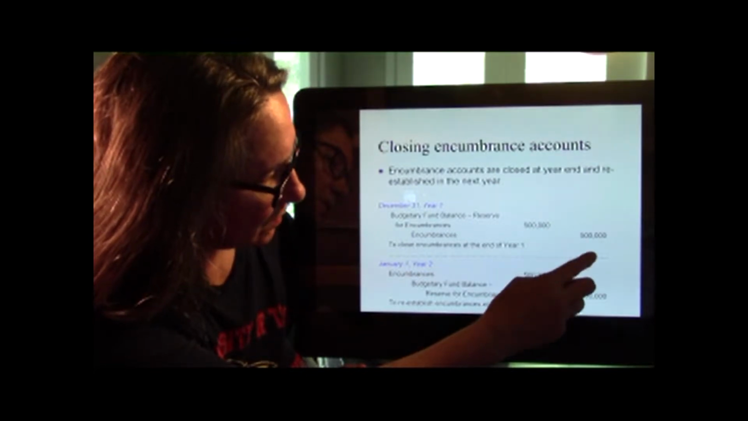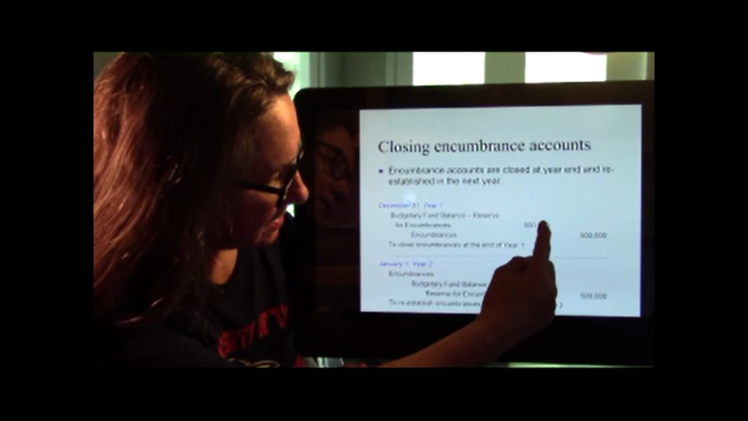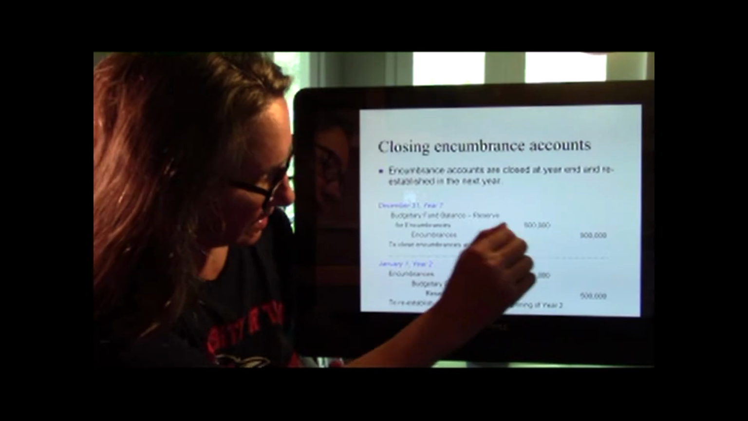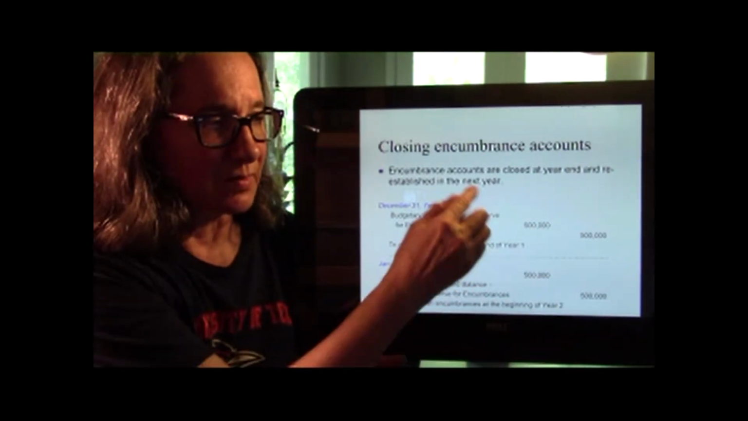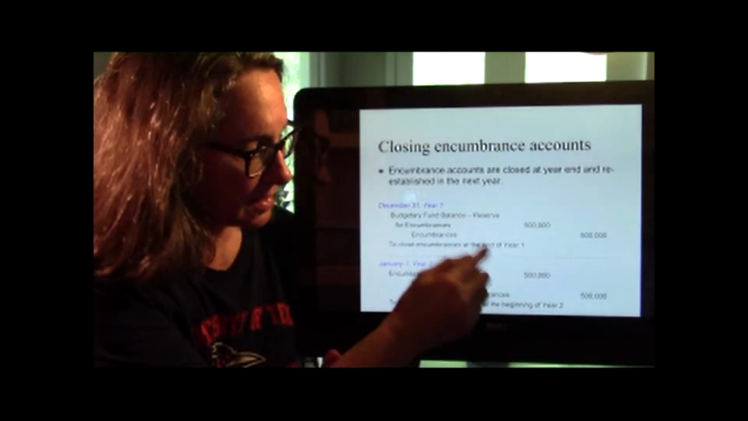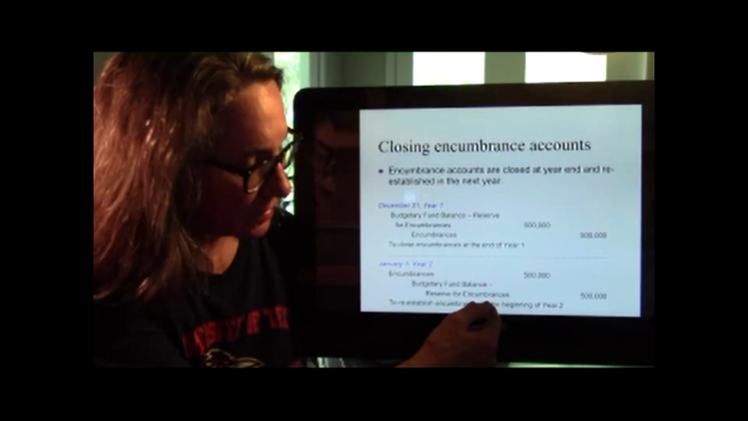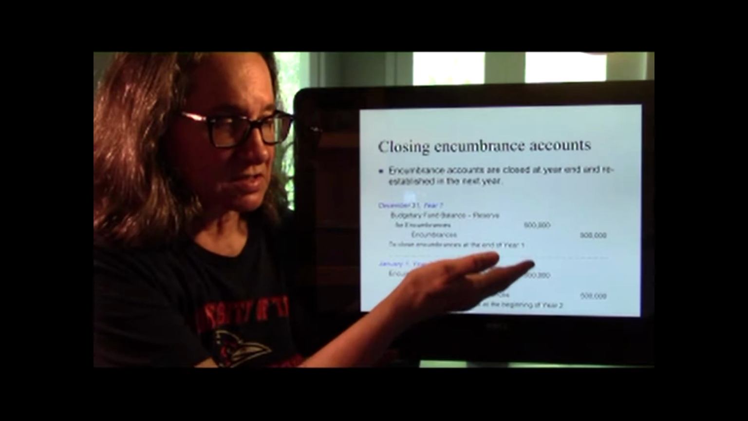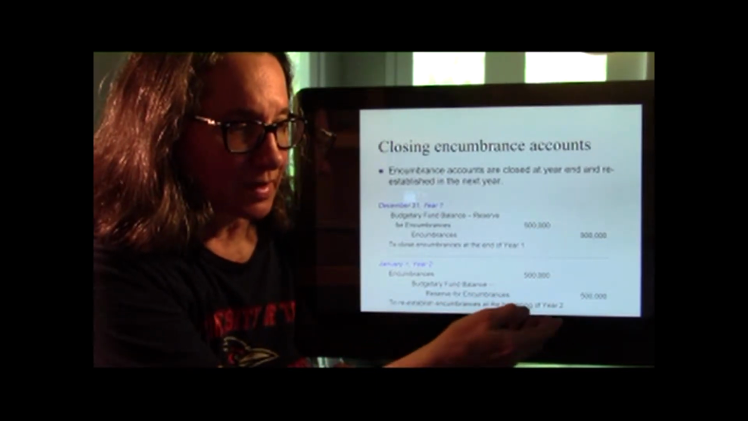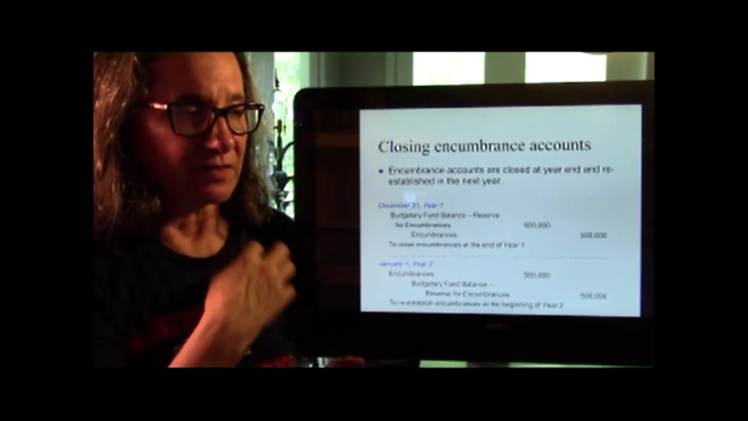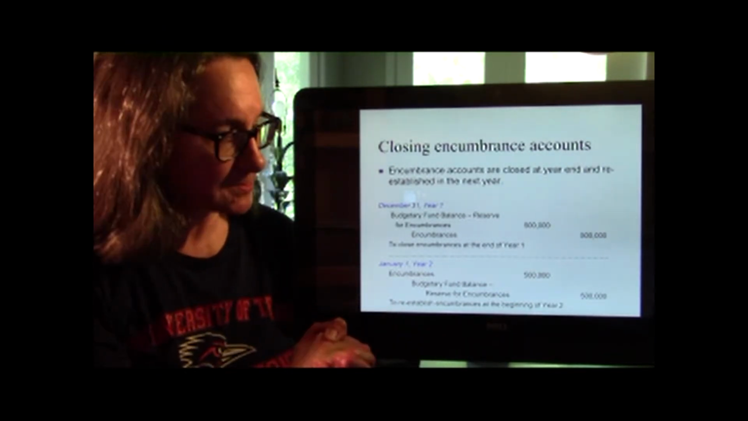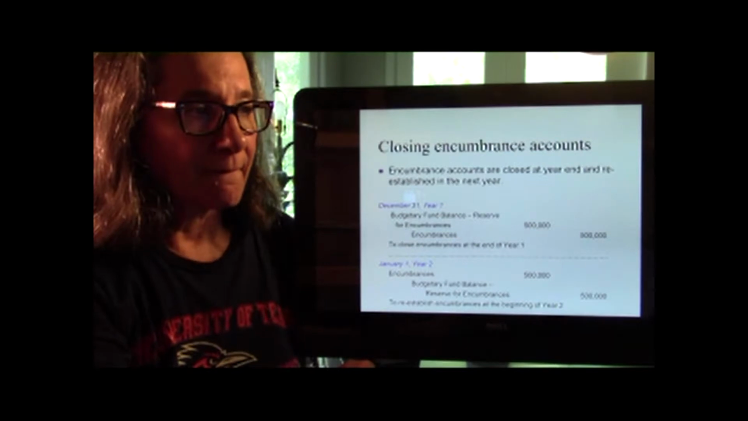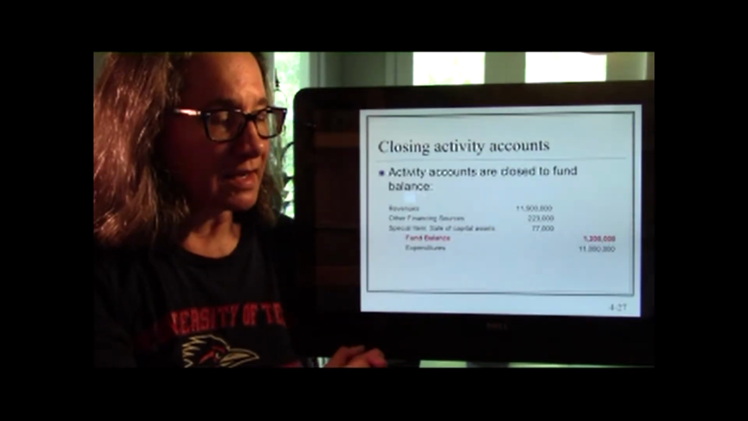All right, so you're going to take your 500 and your 500, and you've closed that out. You reopen it the next year. I know it's weird, but this is like a closing entry for year one, and you reopen it in year two. Encumbrances, 500,000, and budgetary fund balance, 500,000. So just two entries you do to reestablish the encumbrances. And the activity accounts get closed.